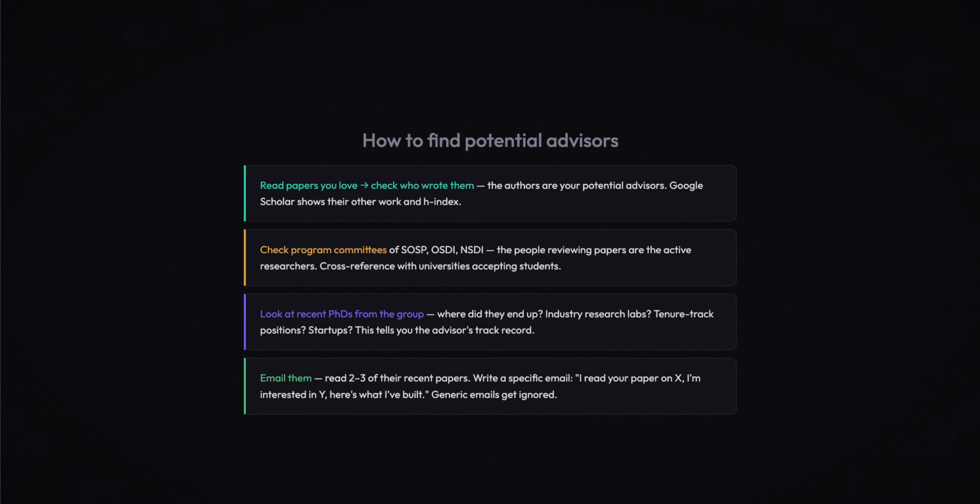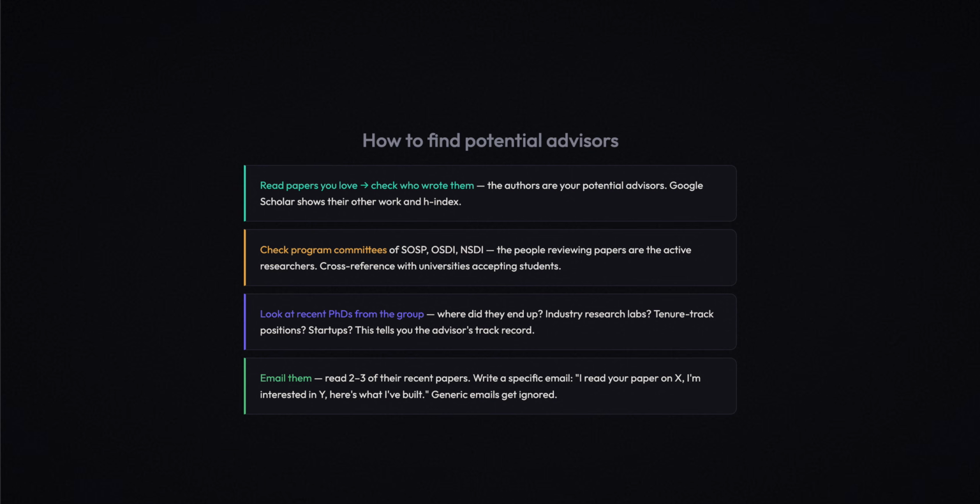Look at the recent PhDs from each group. Where did they end up? Industry research labs, tenure track positions, strong startups. An advisor's track record with their students tells you more than their own publications do. And then email them, but not a generic email. Read 2 or 3 of their recent papers first. Write a specific message: I read your paper on X. I'm interested in Y. Here's a project I built that touches Z. Generic emails get deleted. Specific emails get replies.